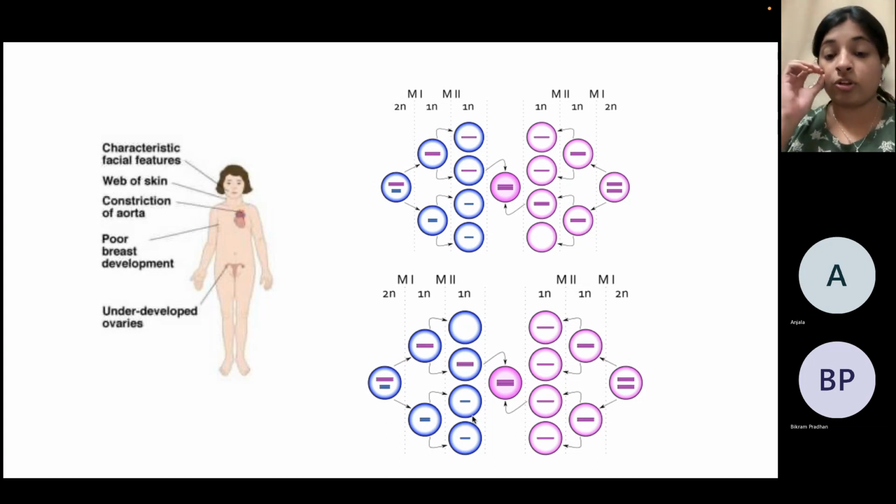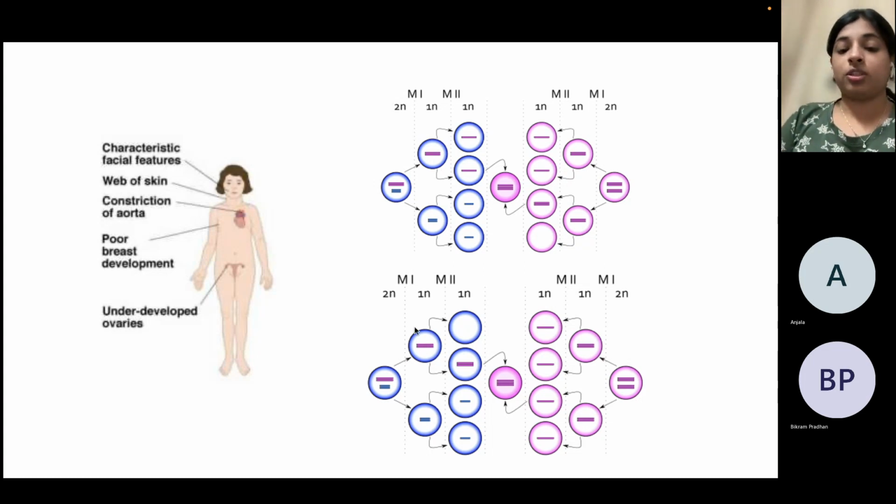Again, if there is a problem with non-disjunction in the paternal gamete, the X chromosome present in one cell after meiosis 1, instead of segregating into 2 haploid cells, becomes diploid in one cell and there is a null in the other cell. If this gamete by chance fuses with a healthy female gamete, then instead of 2 X chromosomes, there are 3, resulting in triple X syndrome.